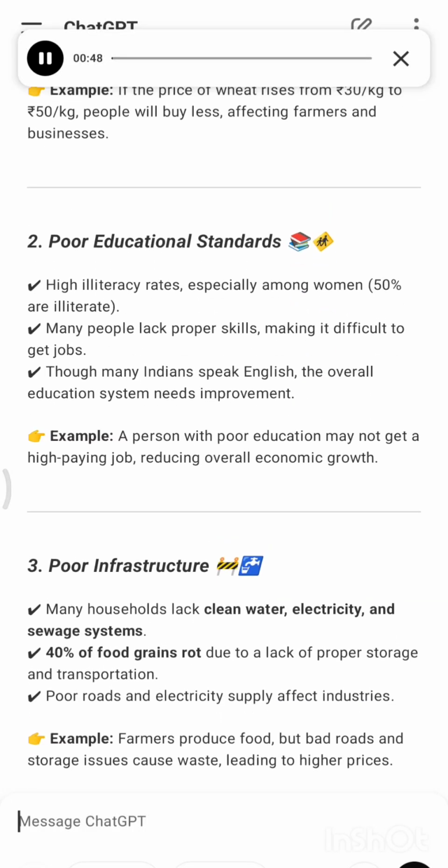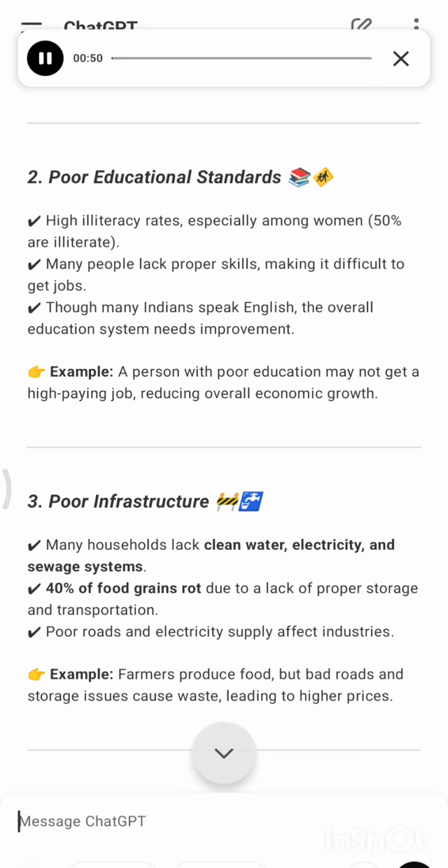2. Poor educational standards. High illiteracy rates, especially among women. 50% are illiterate. Many people lack proper skills, making it difficult to get jobs. Though many Indians speak English, the overall education system needs improvement. Example: a person with poor education may not get a high-paying job, reducing overall economic growth.